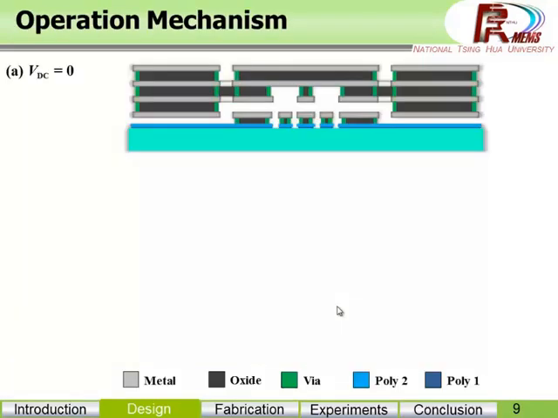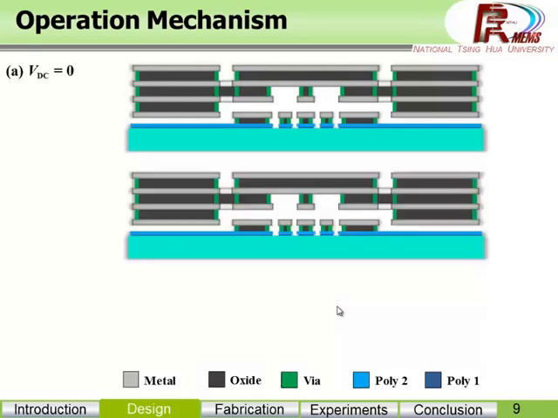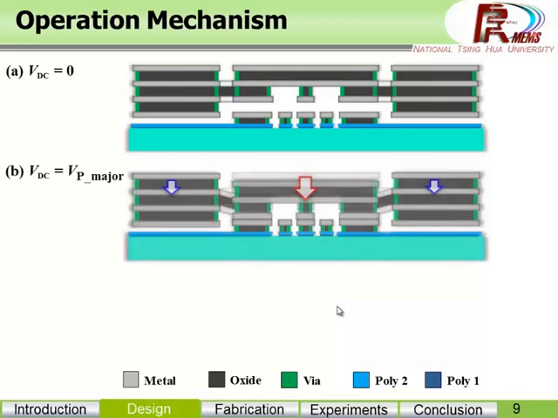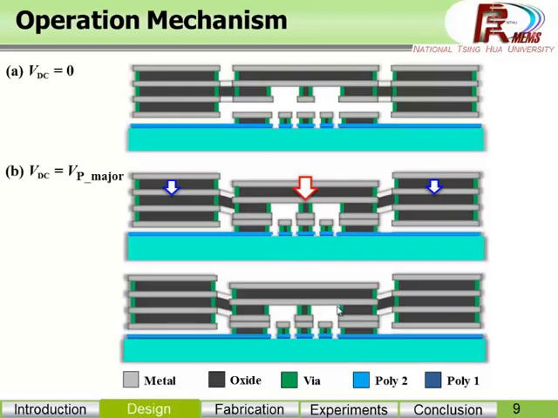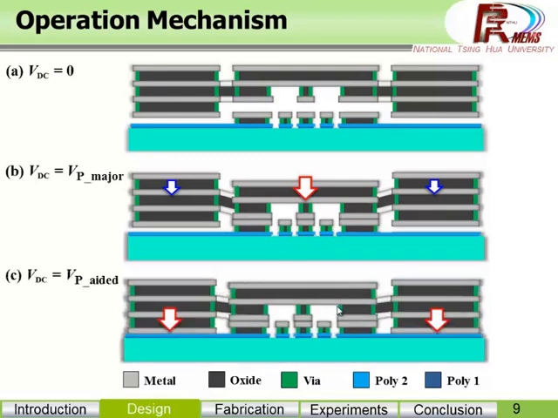Now its operation mechanism. When the DC bias voltage equals 0, the switch is open. When we apply the voltage VP-major, the pulling of the major pulling frame will occur, and the switch is shorted. Then we raise the voltage to VP-added, which is larger than VP-major. Then the pulling of the pulling-added frame will occur for deep contact. With the higher DC bias voltage, we get a larger contact force and lower resistance. So we can improve the insertion loss this way.